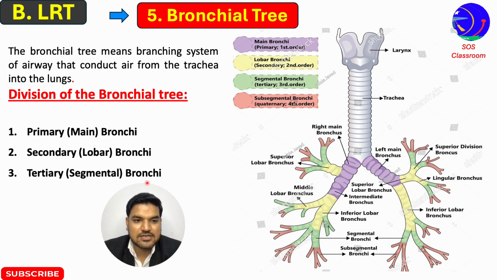Next, you can see tertiary segmental bronchi. These are the light green portions. You can see 1, 2, 3, 4, 5, 6, 7, 8, 9, 10. So approximately 10 segmental bronchi are present on the right side, and on the left side you can see 1, 2, 3, 4, 5, 6, 7. So 7 to 8 segmental bronchi are present on the left side. So first of all, let us discuss the main bronchi.